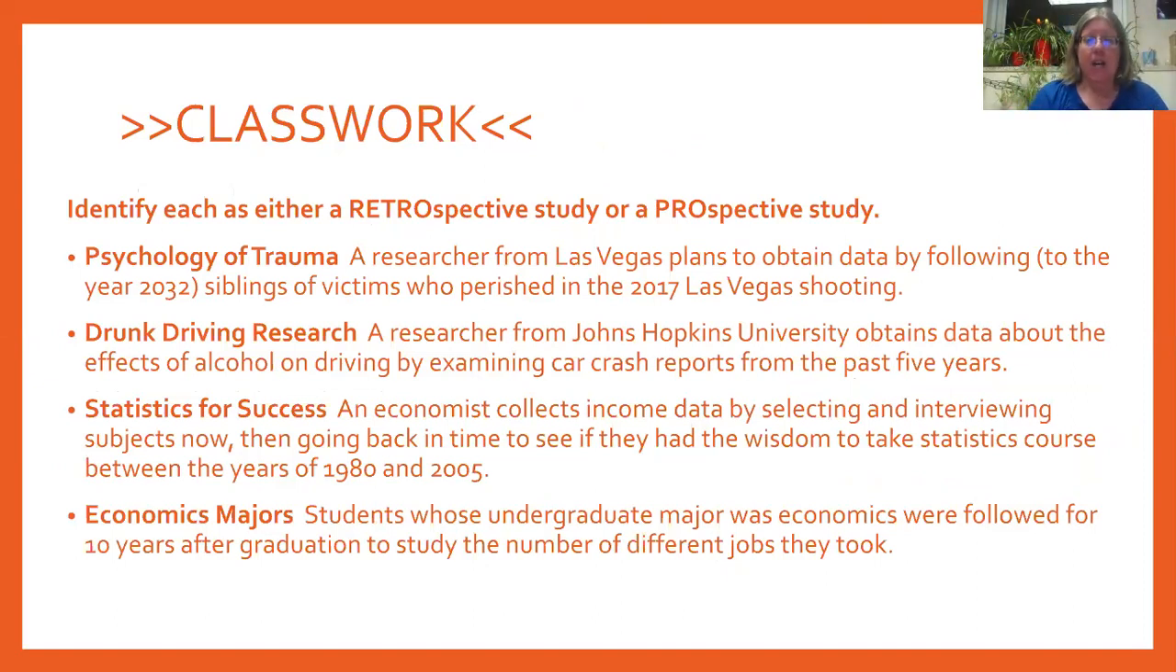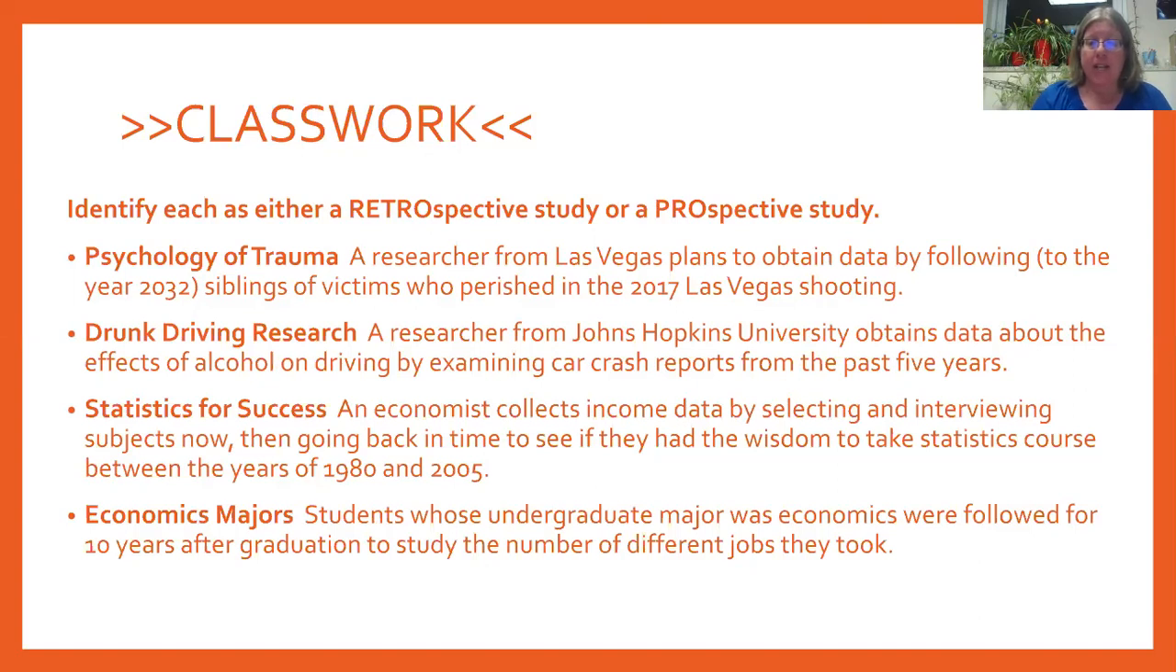Okay, so the first one, a researcher from Las Vegas plans to obtain data by following to the year 2032 siblings of victims who perished in the 2017 Las Vegas shooting. So this is going to be a prospective study. It's actually really nice. They tell us what year they're going to, so we are definitely assured that we are going into the future. So this is prospective. A researcher from Johns Hopkins University obtains data about the effects of alcohol on driving by examining car crash reports from the past 5 years. This is going to be retrospective. They use words like, we're looking at the past 5 years, that are a good indicator that that is a retrospective study.